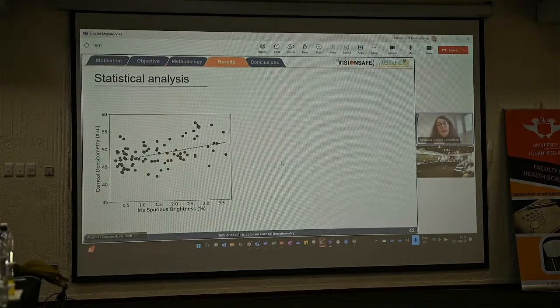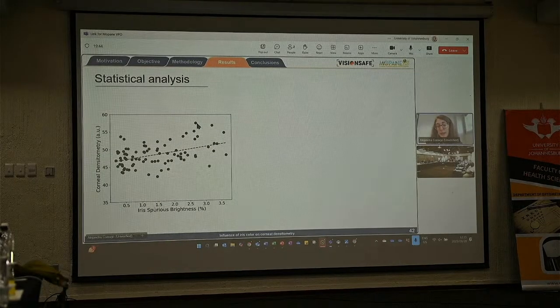So, okay. These are our results, and in our statistical analysis, as you can see here, we have the corneal densitometry, and how it is related with the brightness that comes out from the iris. Okay, so you can see that this is already a positive trend, so more brightness, more corneal densitometry. But look what happens if on top of that we superimpose this iris color metric. As you can see, the bluish eyes are more on the right part of the plot than the brownish eyes.